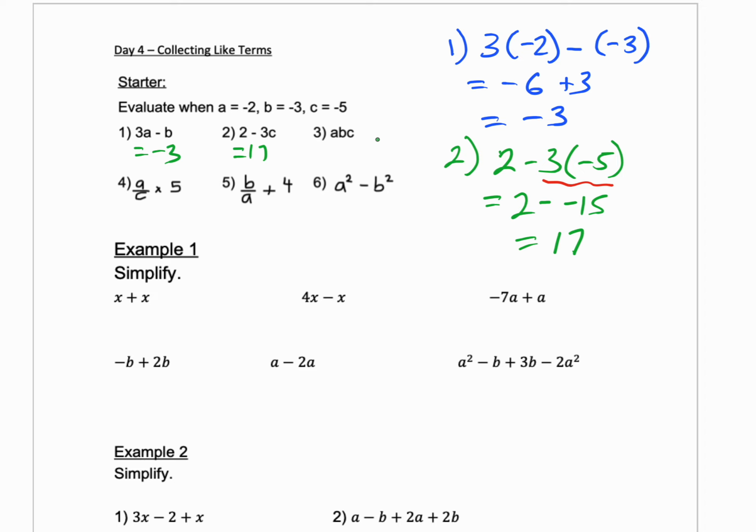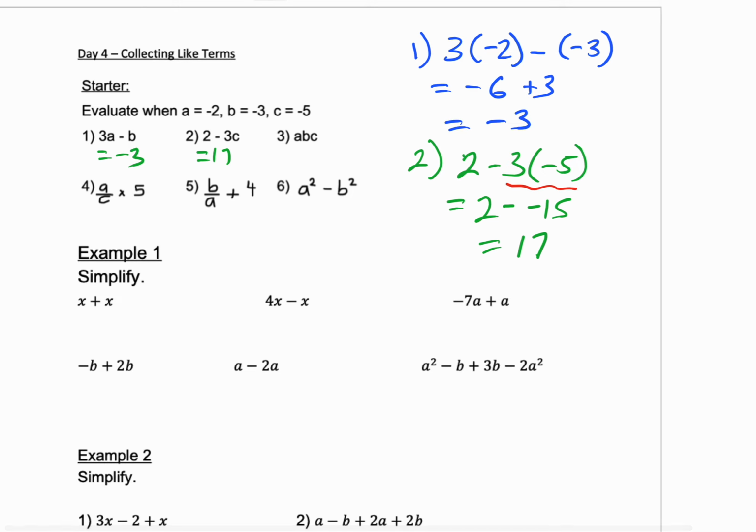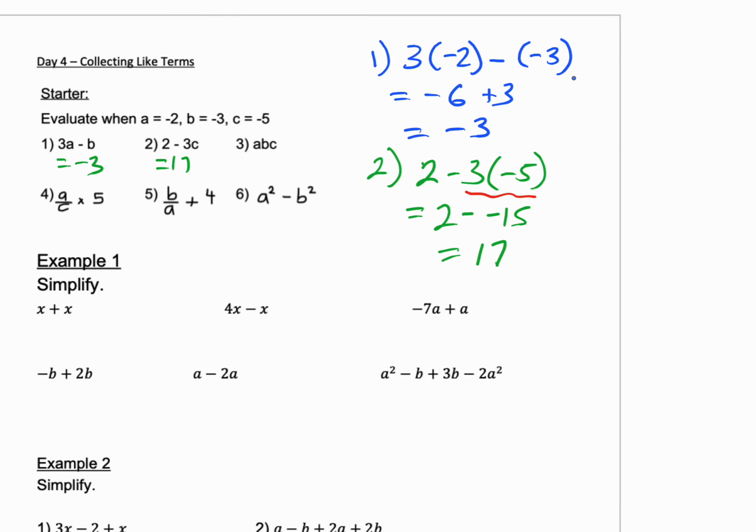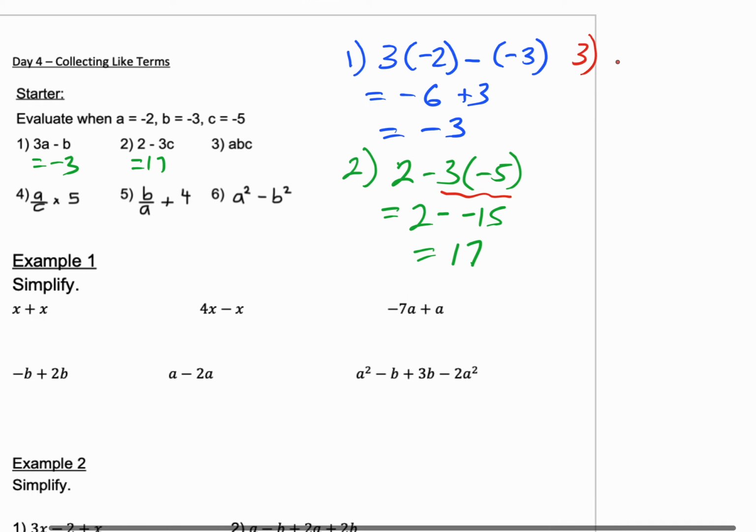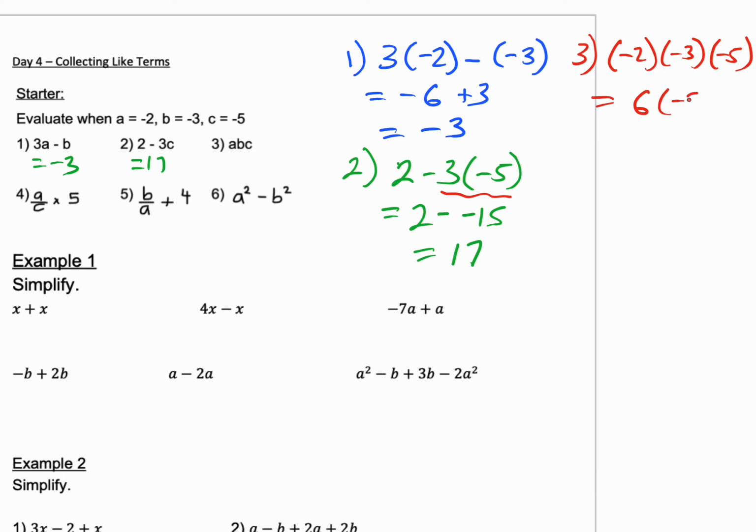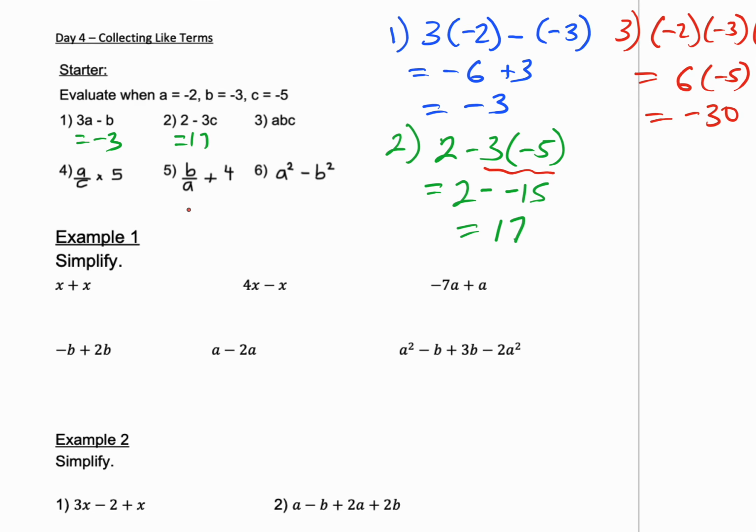Now if you got abc, that is simply a times b times c. So let's do that one up here. We can write it like negative 2 times negative 3 times negative 5. Okay, negative 2 times negative 3 is positive 6. So we get negative 30.